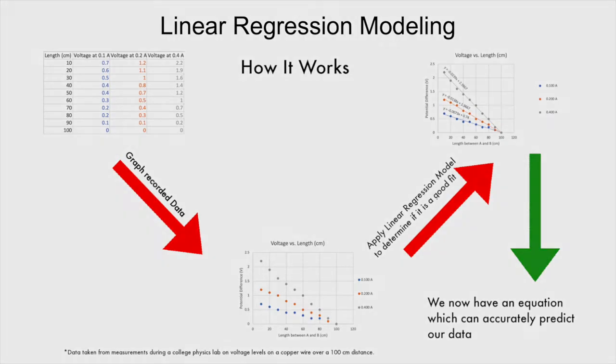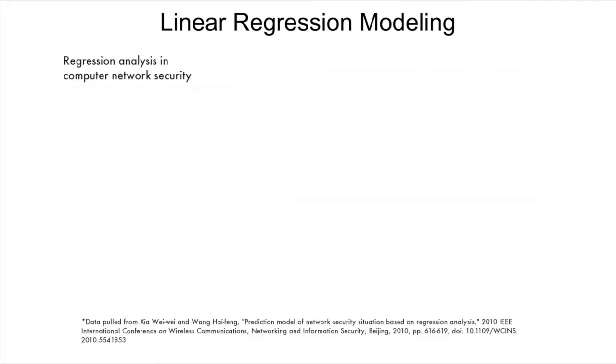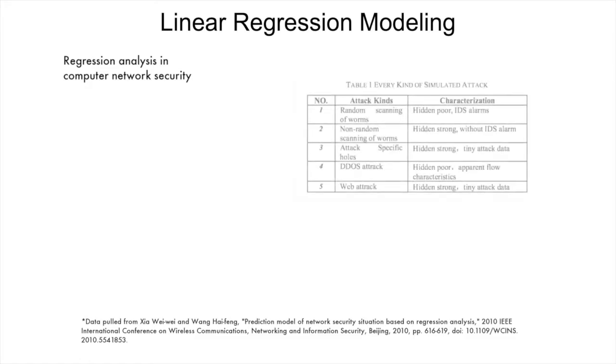Now we're going to transition into using linear regression modeling in computer networking. We're going to look at a study conducted in Beijing under IEEE. This study uses a 2-dimensional linear regression model to predict security attacks on a computer network. There are a variety of attacks that can occur on a network, and these include web attacks, DDoS attacks, random and non-random scanning worms. Each attack has a different outcome on the network, so it is important to model the survivability of any host on the network.